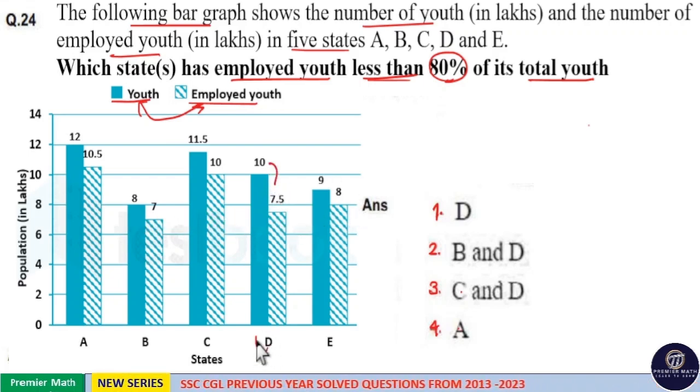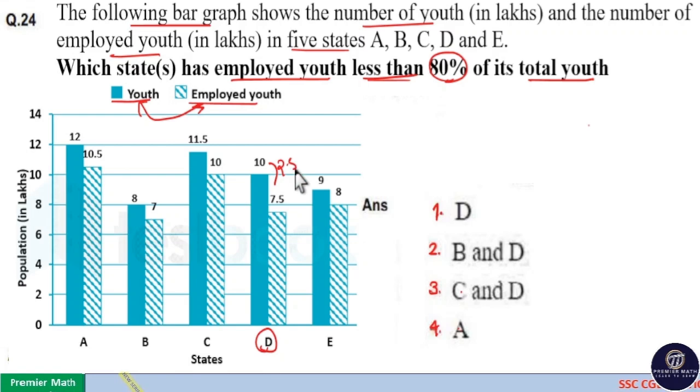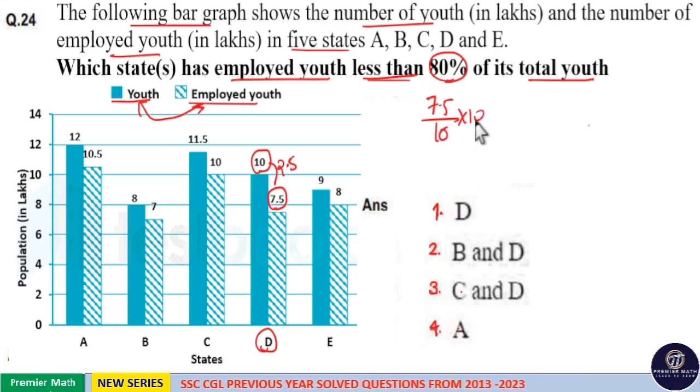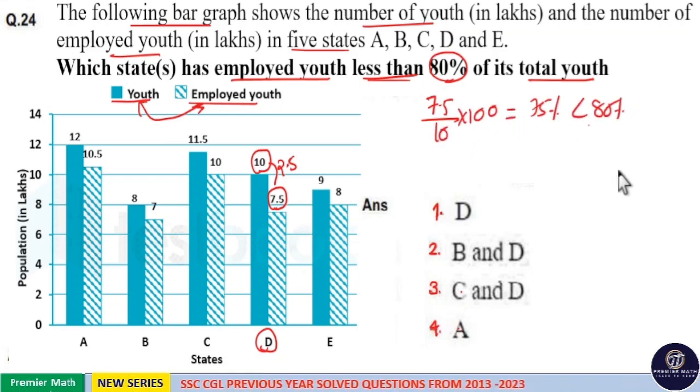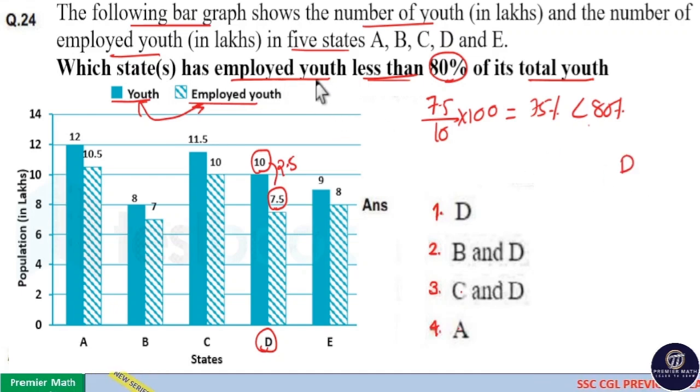Here, state D has the maximum gap, that is 2.5 difference. Now, in state D, 7.5 units of employed youth out of total 10 units of total youth. That is 7.5 out of 10 into 100 is 75%, which is less than 80%. So, state D has employed youth less than 80% of its total youth. Now, check options with state D. 3 options have state D.